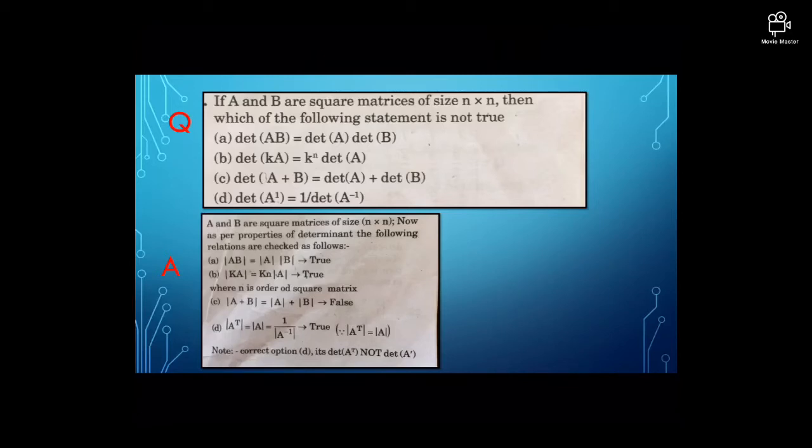If we are thorough with the basics or the properties of matrices and determinants, I'm sure you will get that C is the option which is not true, it's a false option. Determinant A plus B is equal to determinant A plus determinant B. It's not the way we find determinant A plus B. So the correct option for this will be option C.